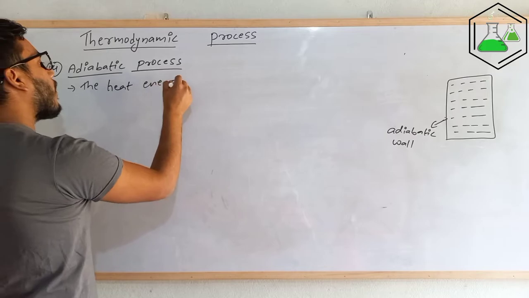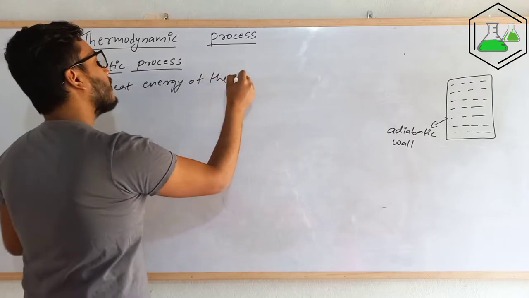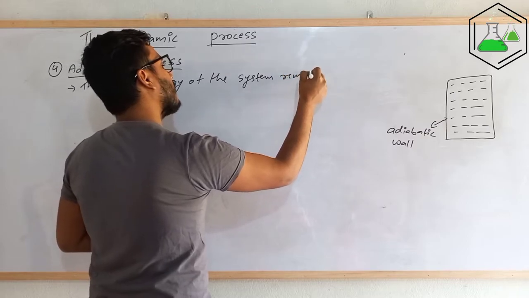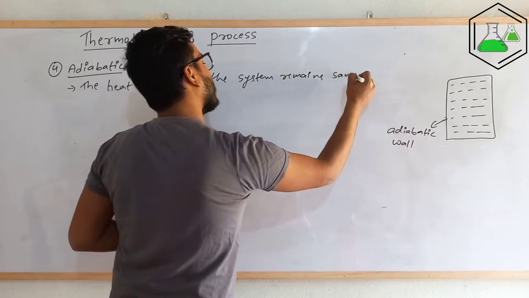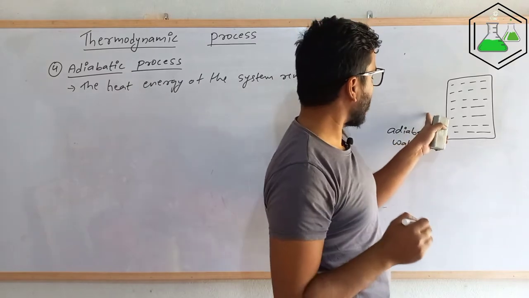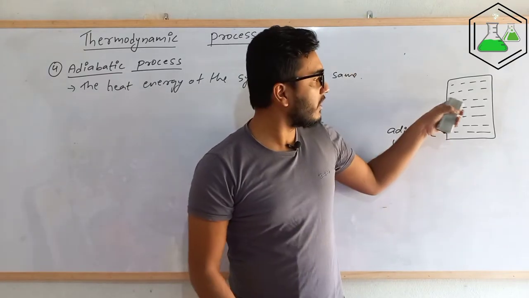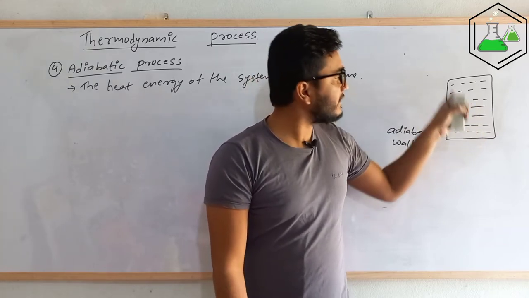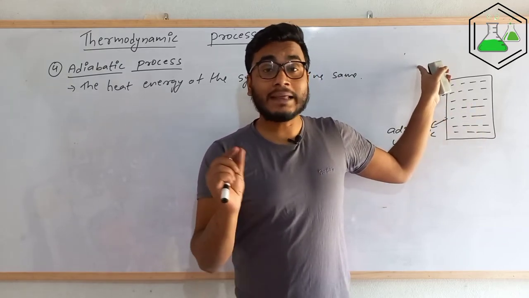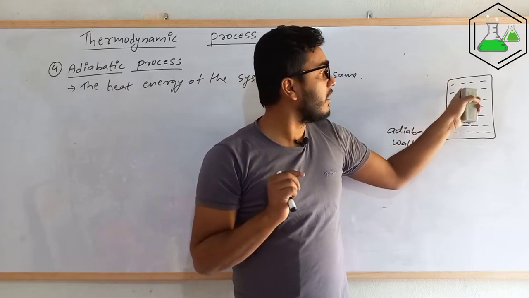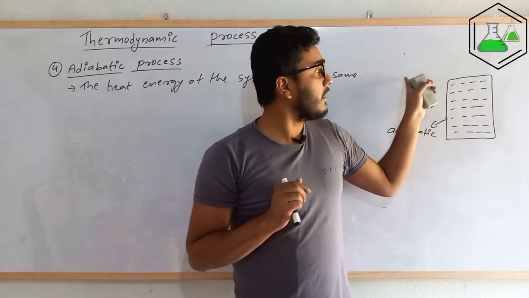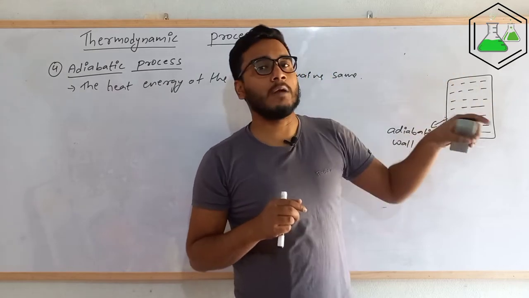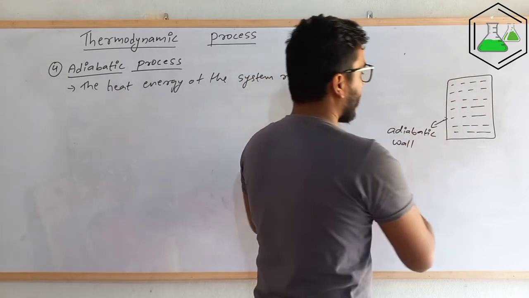The heat energy of the system remains same. As this is an adiabatic wall, there won't be the exchange of energy or matter between the system and the surrounding. That means neither energy nor matter can leave the system, or come to the system from the surrounding. Okay, so this actually happens over here.